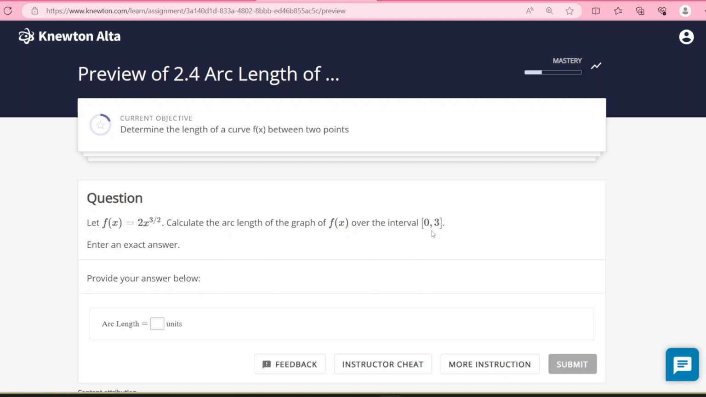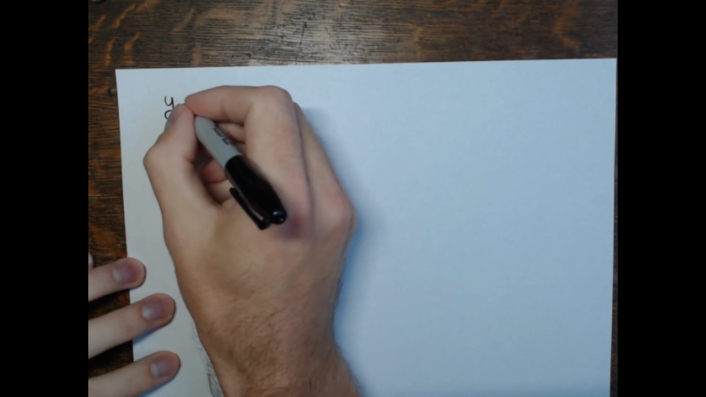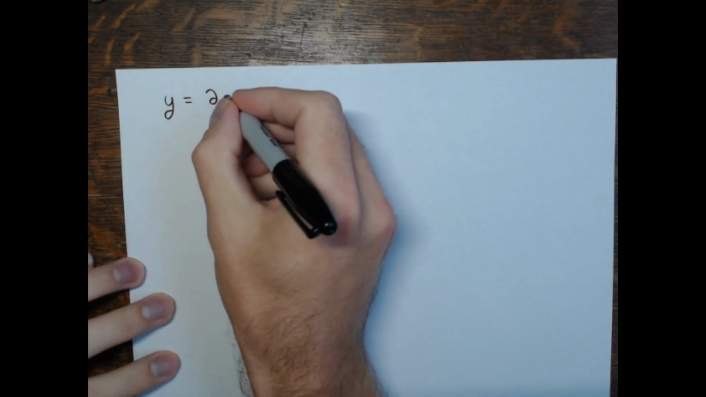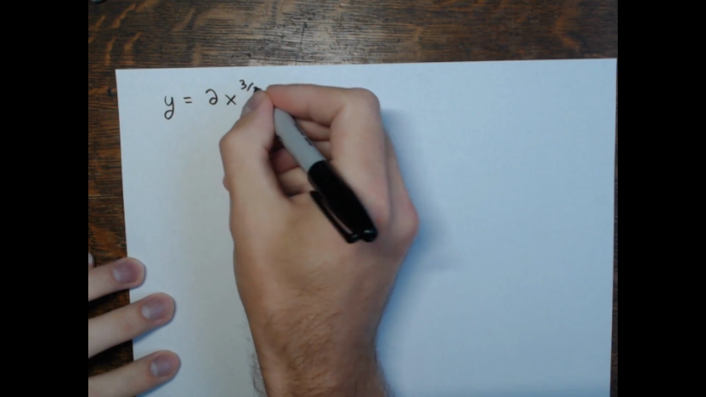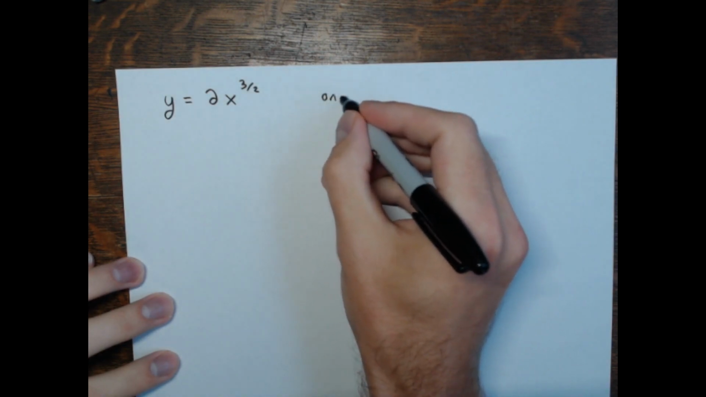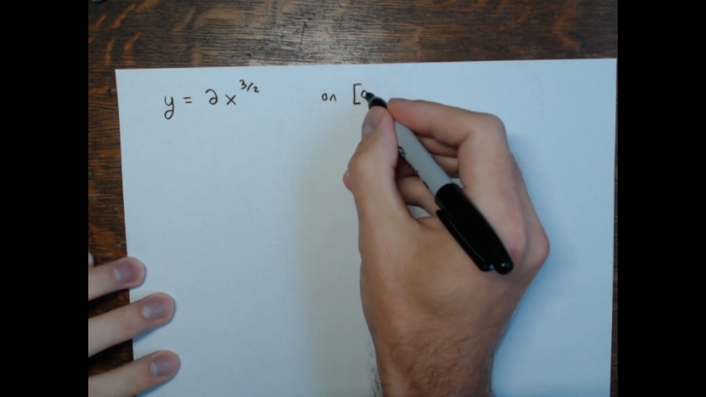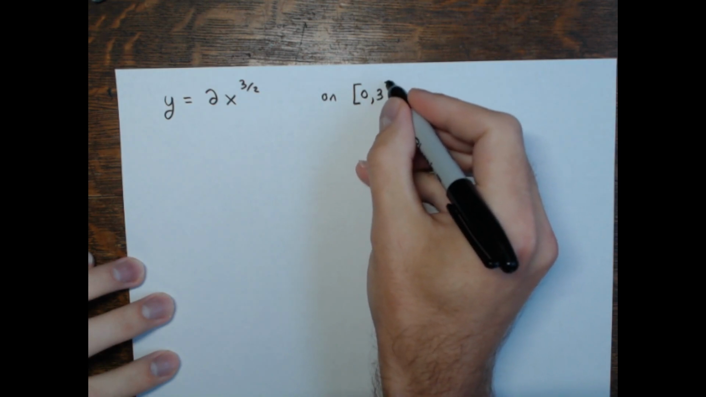So like I said, you don't need to really draw these curves to find their length. You can look at previous examples if you wish, but I'm just going to go straight to the arc length integral without drawing the curve. So we're given this curve, y is a function of x, 2 times x to the 3/2 power on the interval from x equals 0 to x equals 3.